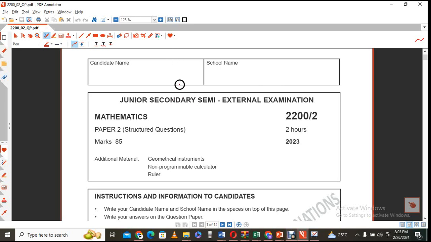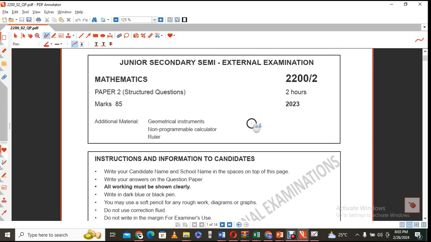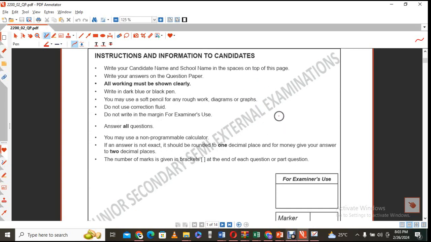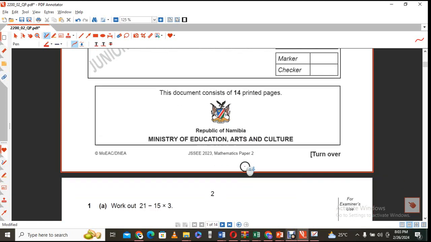Hi, so I'm doing grade 9, paper 2. This one is the one that you have to use a calculator, and it's 2 hours long, and it's 85 marks. It's structured, so also make sure that you understand and read through the instructions, especially this part here that says if an answer is not exact, it should be rounded to one decimal place, and when you deal with money calculations, two decimal places. Very important that you understand that rounding, especially if you're not told in the question.